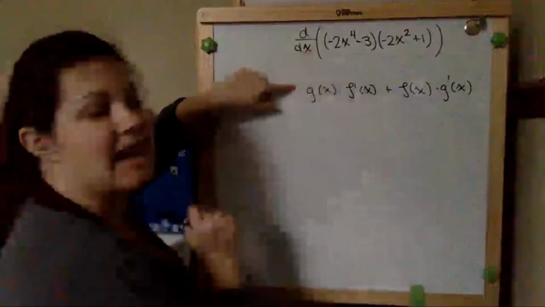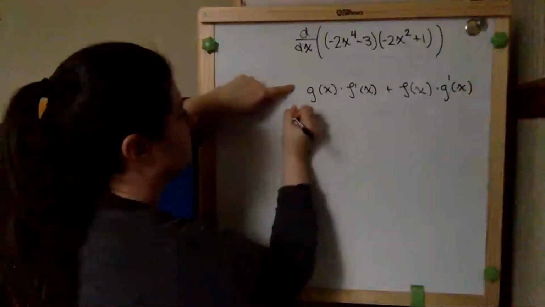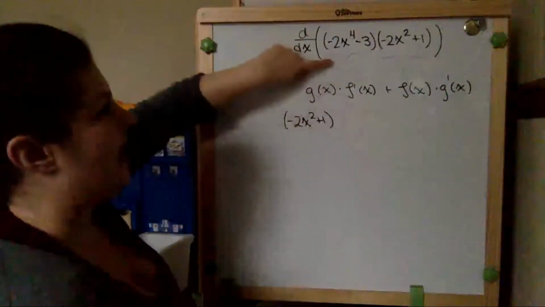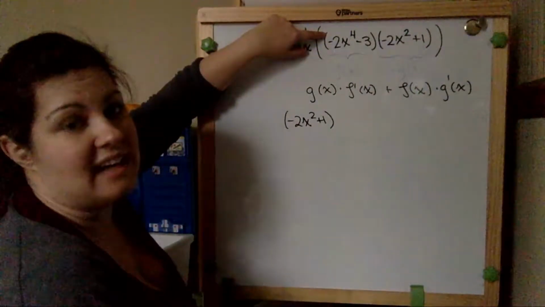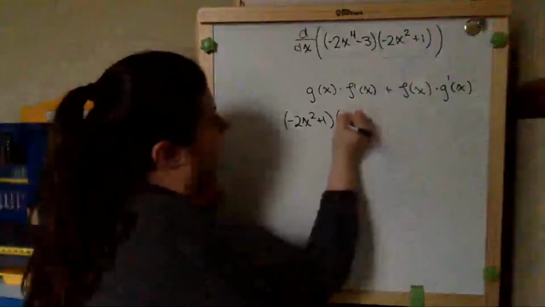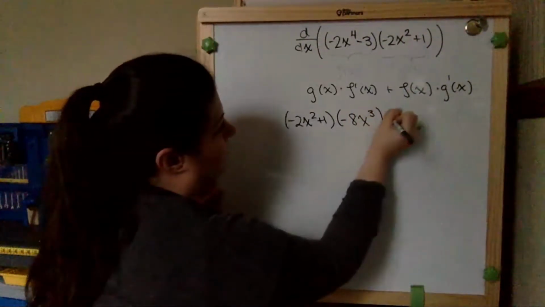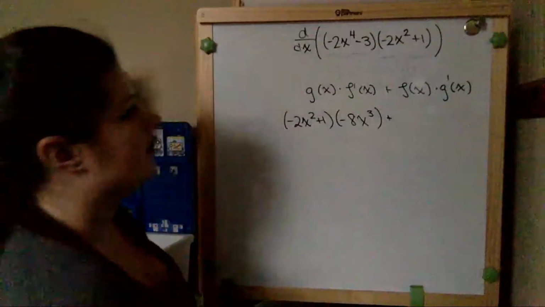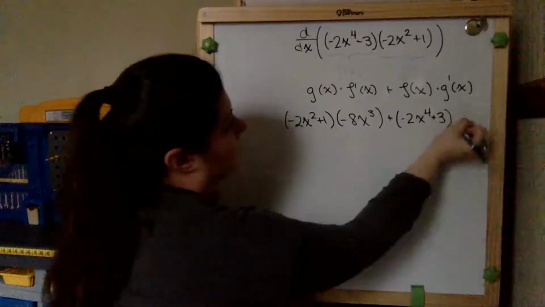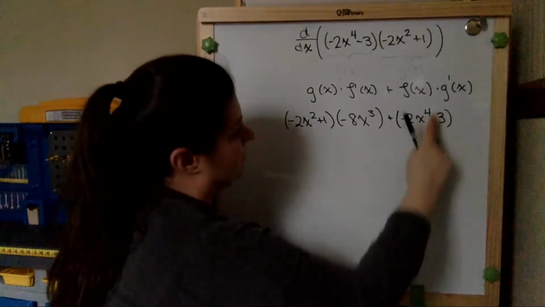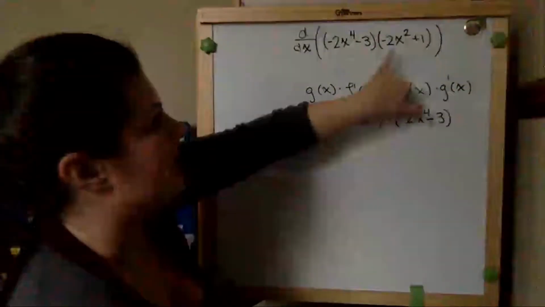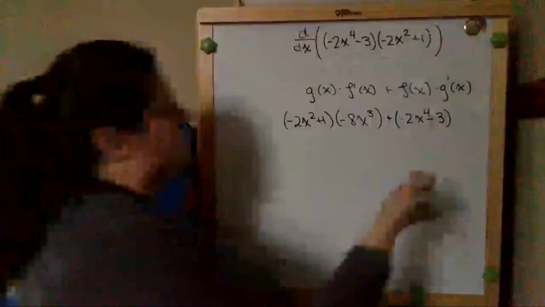So g of x is negative 2x squared plus 1. The derivative of f is going to be the derivative of negative 2x to the fourth minus 3, which is negative 8x to the third. F is negative 2x to the fourth, sorry, minus 3. And the derivative of g is going to be negative 4x.